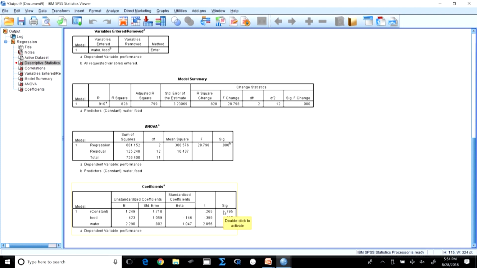What is the null hypothesis in this case? That food has no effect on the performance. And what is my null hypothesis for the second hypothesis? Water has no impact on the performance.